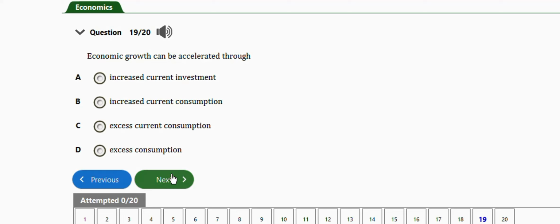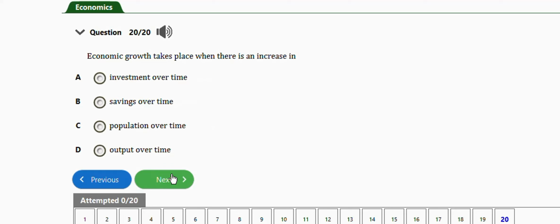Last question for end this video is this one. It says economic growth takes place when there is an increase in investment over time, savings over time, population over time, output over time. So the right answer is option D, which is output over time. So guys, this is basically how you can deal with problems involving economic development. For the subtopic indicators of growth development, practice with about 18 to 20 repeated questions for this subtopic.